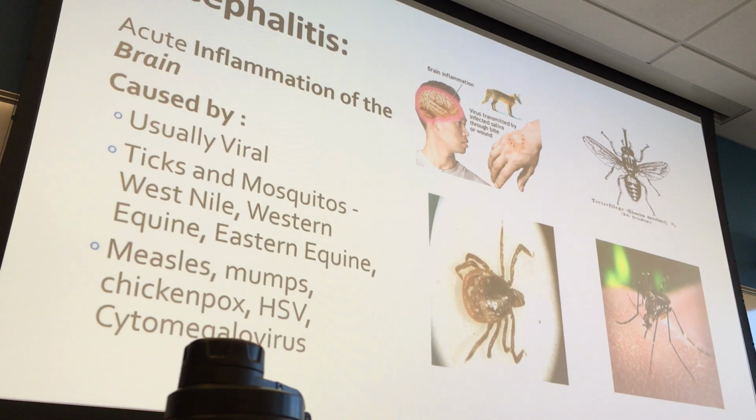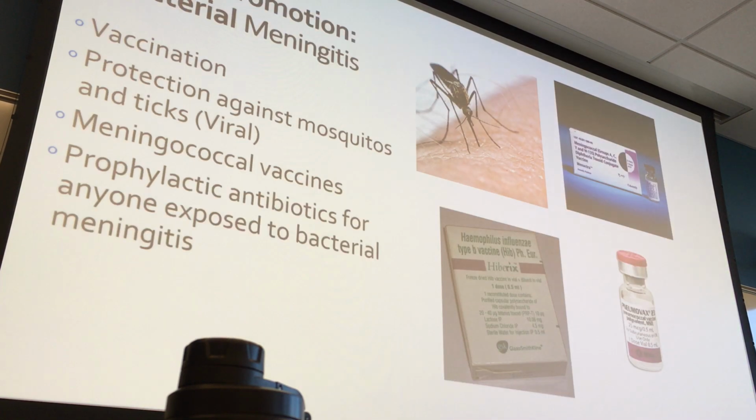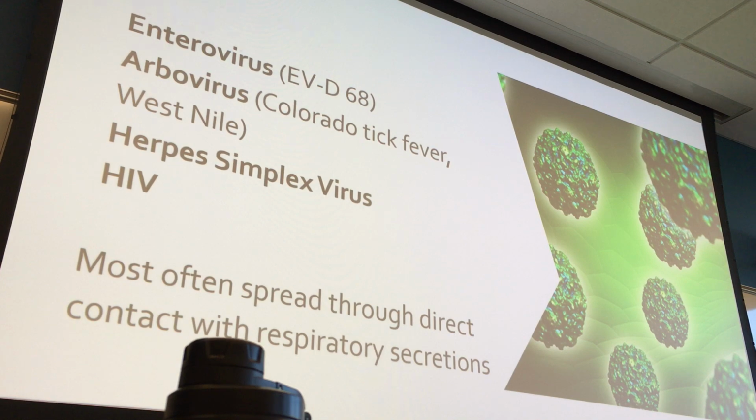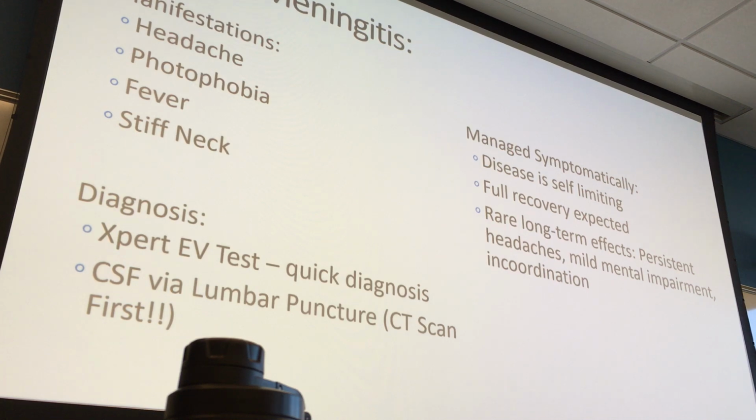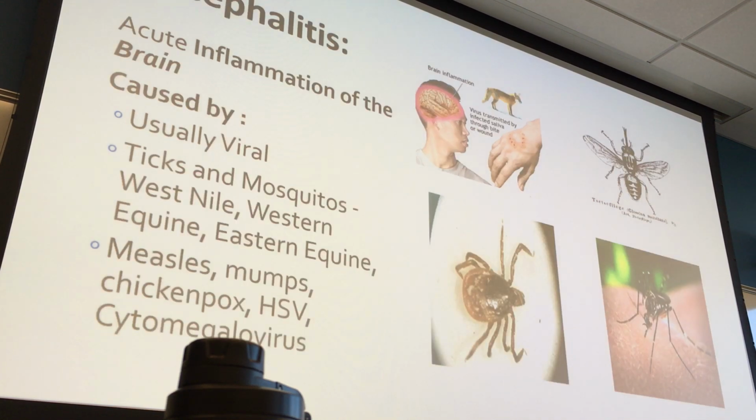Okay, so let me make sure I got all this. We got bacterial. We know that we treat bacterial with antibiotics, right? Viral, that's what causes viral. You got a bunch of bugs, HSV, HIV, and we talked about the signs and symptoms. Okay, so encephalitis, this is one last thing that you have to know. Basically, it's an acute inflammation of the brain.